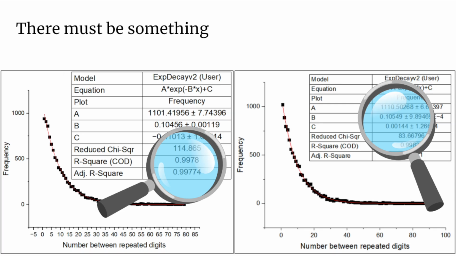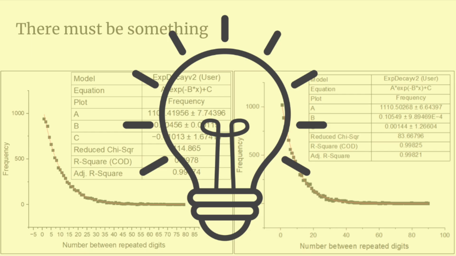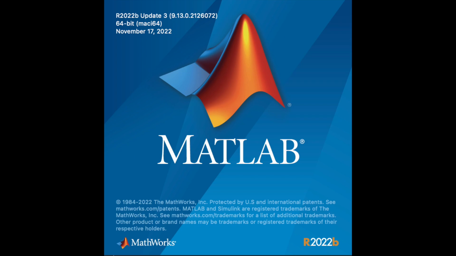But wait, that's no way to end a video. That's no fun. Surely the data must be telling me something. Surely there's something I missed. I know. I've been treating pi and e as if they're special. But what if they're not? Back to MATLAB, quickly. I have an idea.